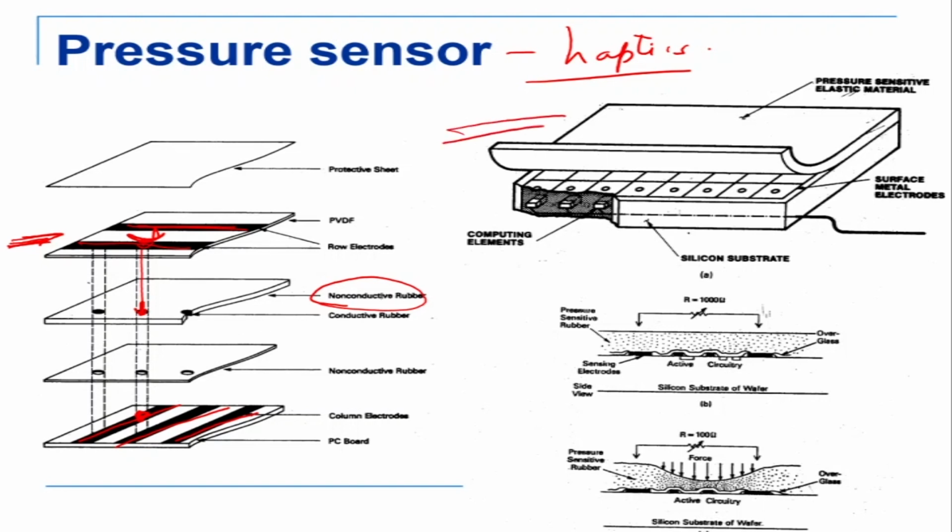Similarly here, if you look at this particular case, there are these conducting elements, or electrodes basically, and on top there is a pressure sensitive elastic material. If I press here, this conductive material will connect with this conducting element, and immediately the connection is made, so it will give a signal of 1. That means voltage is going through. If voltage is not going through, it's 0. So this is how this kind of sensor works.